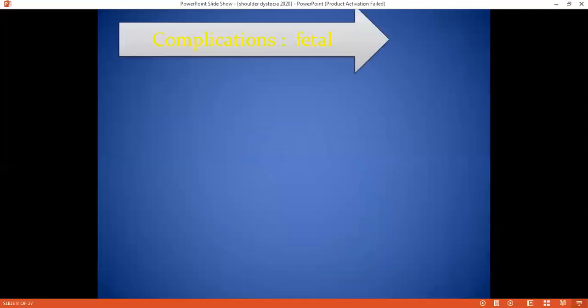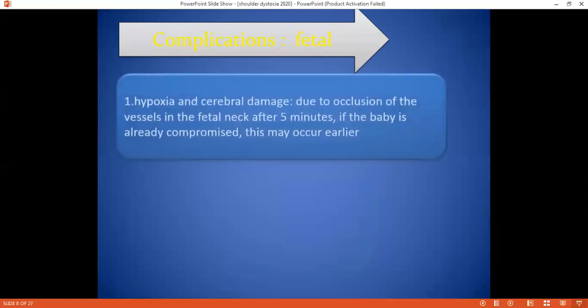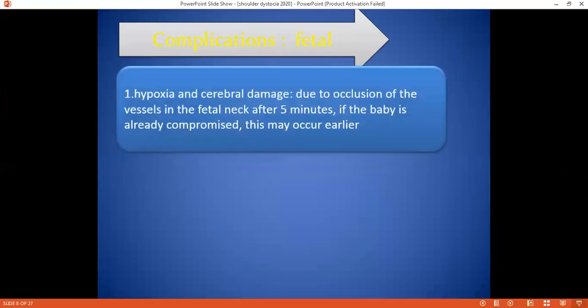Complications of shoulder dystocia: fetal complications, hypoxia and cerebral damage because of the occlusion of the fetal vessels in the neck. The baby's neck is compressed, so there will be occlusion of the blood vessels with the resultant fetal hypoxia. Usually this occurs after 5 minutes in normal babies, but if the baby is already hypoxic, for example, fetal growth restriction, this may occur earlier, at 2 to 3 minutes.